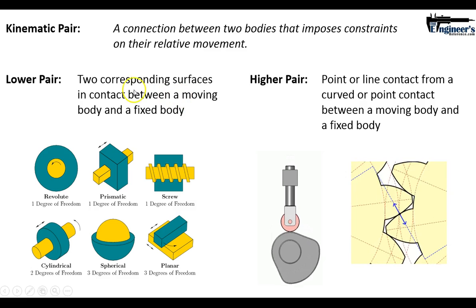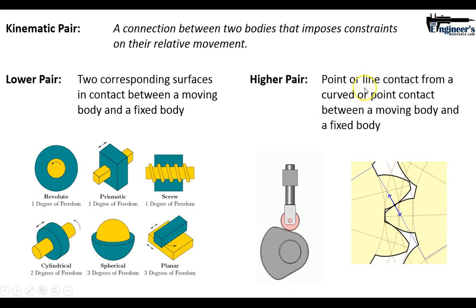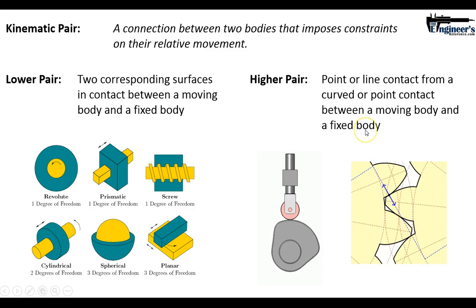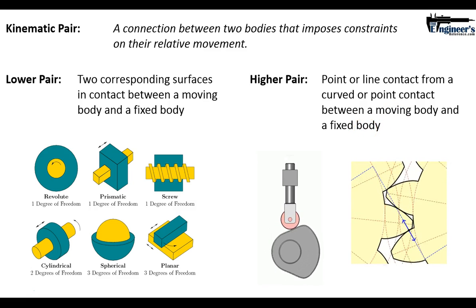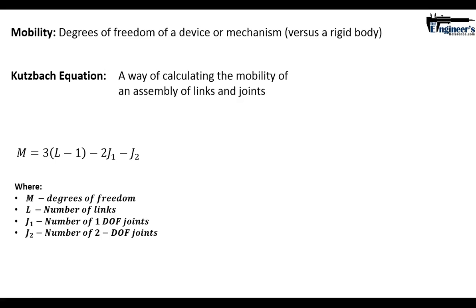Lower pair, where you just have two surfaces sliding against each other or rotating with each other. And here you have higher pair, which is a point or line contact from a curved or point contact between a moving body and a fixed body. I say all that because I want to get you to this point of understanding how a mechanism moves. Now, we described a rigid body. Any link in the system is a rigid body. But when you put those links together, you get a mechanism. And when we think of the degrees of freedom of a mechanism, what we're talking about is a word called mobility. So the mobility is the degrees of freedom of a device or mechanism, again, versus the rigid body.